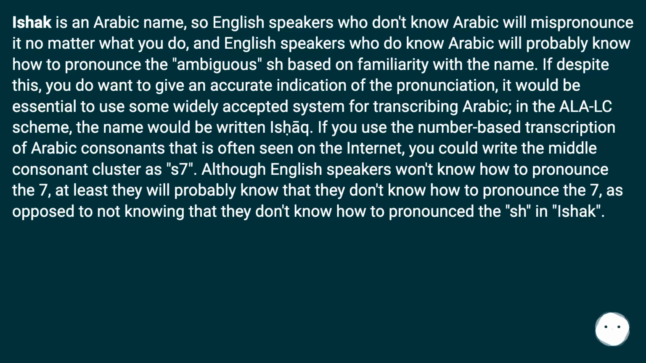In the ALA-LC scheme, the name would be written Isḥāq. If you use the number-based transcription of Arabic consonants that is often seen on the internet, you could write the middle consonant cluster as S7. Although English speakers won't know how to pronounce the 7, at least they will probably know that they don't know how to pronounce the 7, as opposed to not knowing that they don't know how to pronounce the sh in Ishaq.